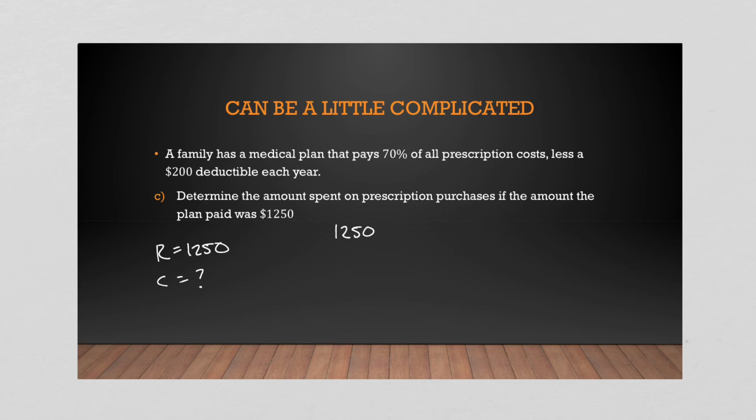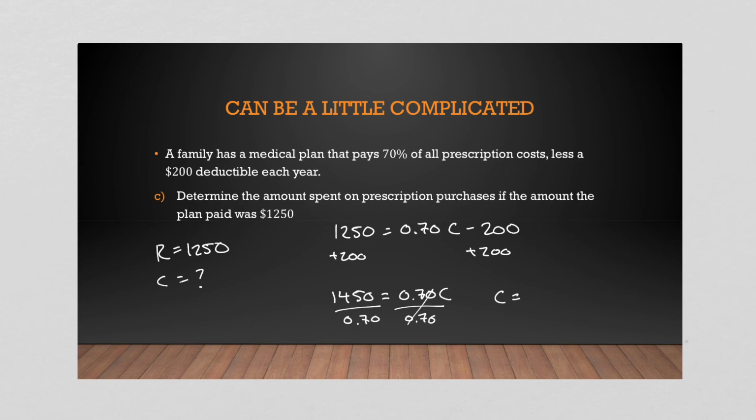So now this time $1,250 equals 0.70 times the cost minus 200. So we'll add 200 to both sides, and we get 1,450 equals 0.70 times C. Divide by our 0.70. 0.7 is fine. We're just using 0.70 because we're talking 70%. And we end up getting $2,071.43. So in this case, R was $1,250 and C was $2,071.43.